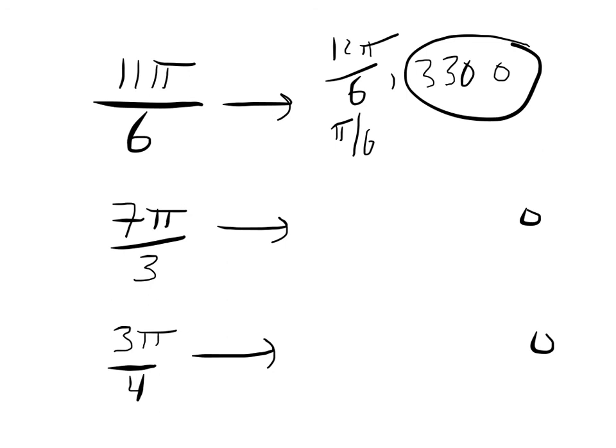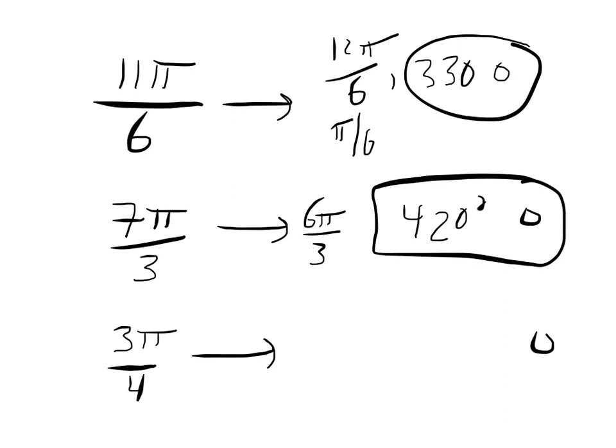How about 7 pi over 3? Well, 6 pi over 3 is 2 pi. So if I go 1 pi over 3 more, that's a third of 180 more. That's 60 more than 360. So 360 and 60 more is 420. 3/4 pi, 3/4 of 180, is 135.